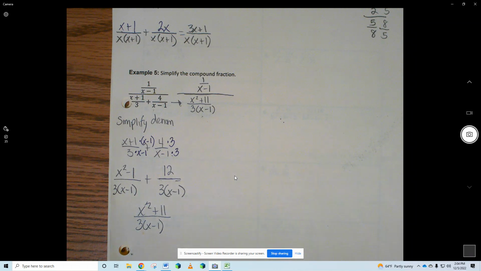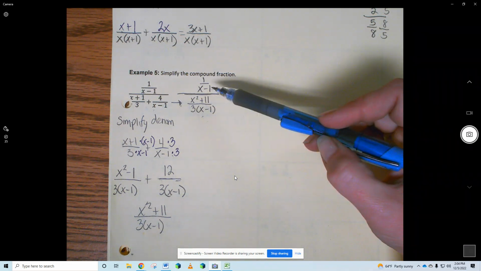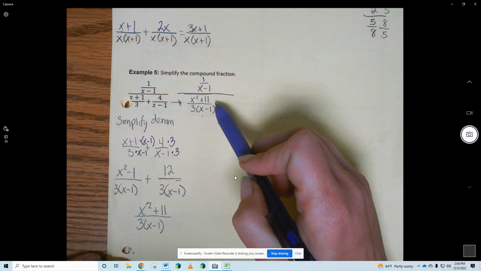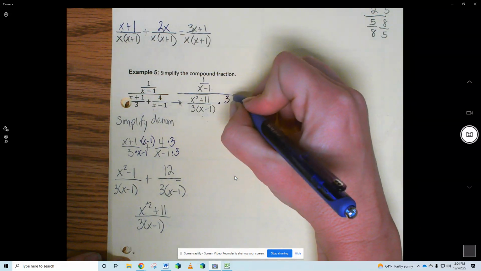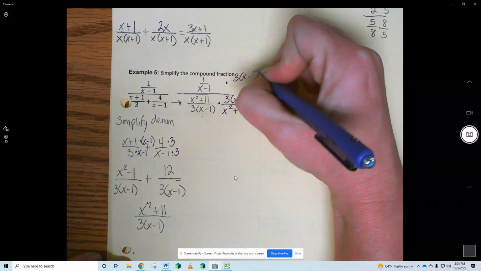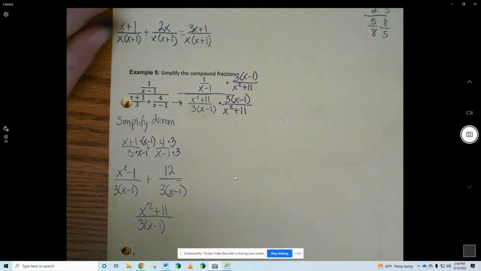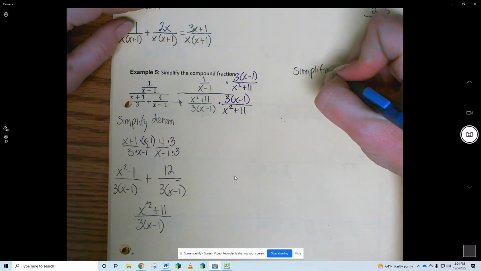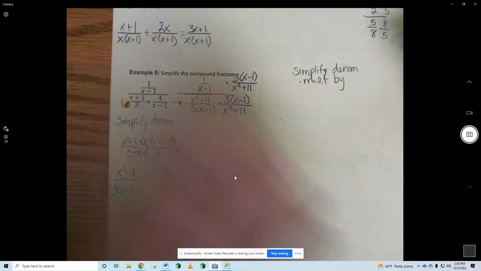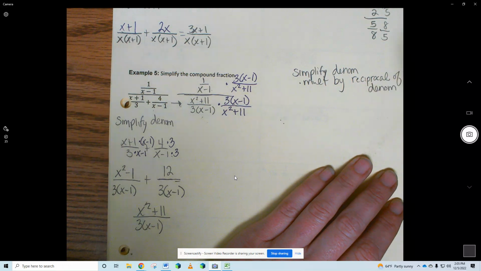For the x minus 1 in the numerator, why don't we simplify the difference of squares and then cross out the x minus 1 in the denominator? Well, things will be crossed out, but I have to multiply by the reciprocal first of this denominator. I'm going to multiply by the reciprocal of the denominator because I need to get rid of the denominator. But you'll see it will cross out. Multiply top and bottom by the reciprocal. So simplify the denominator and then multiply by the reciprocal of the denominator. Okay?